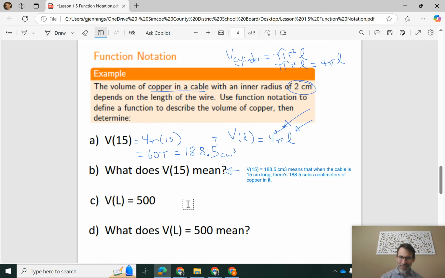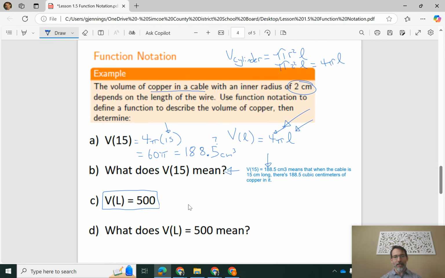Okay, so let's go. I'm almost at the end here. All right, V at L is equal to 500. Oh my goodness. Well, this one is a trickier problem. This is like I tell you the volume and then you have to tell me how long the copper would be. I can tell from this it's going to be longer than 15 because 500 is bigger than 188.5. Many of you already know that.